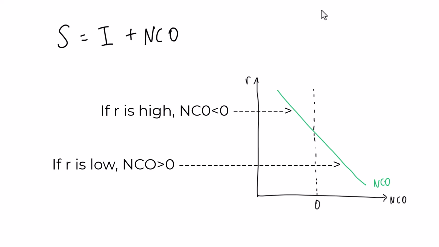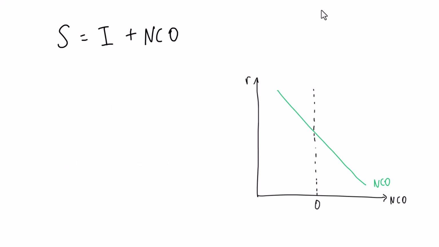If the interest rate is sufficiently high, NCO is going to be negative because more US assets are being purchased by foreigners than foreign assets are being purchased by Americans. And on the other hand, if the interest rate is sufficiently low, then more foreign assets are going to be purchased by Americans than American assets will be purchased by foreigners. Because NCO is going to have to be equal to net exports, this also means that on the right-hand side, we have a trade surplus, and on the left-hand side, we have a trade deficit. And it all depends on what the interest rate is.